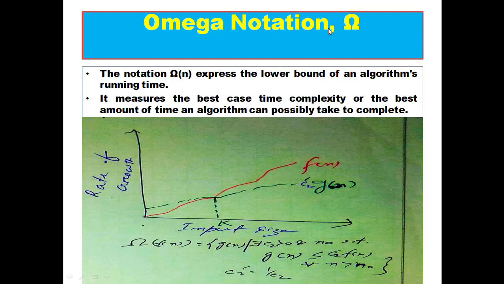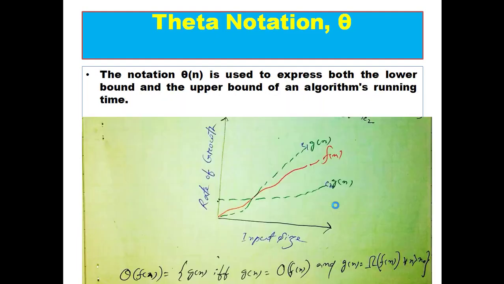So now Zn is acting as a lower bound, and in this case, lower bound is expressed as omega notation. Clear? Now coming to theta notation, which is the combination of both upper bound and lower bound. The notation theta is used to express both the lower bound and the upper bound of an algorithm's running time. Same figure, rate of growth, input size. Now this is our Fn function. You will see that Fn has an upper bound for some C1 Zn. It is being bounded above by this Zn, and for some constant C2, it is again bounded below by Zn.